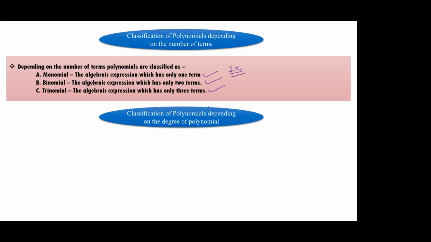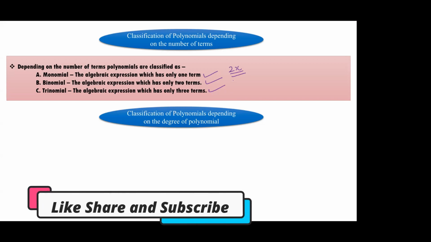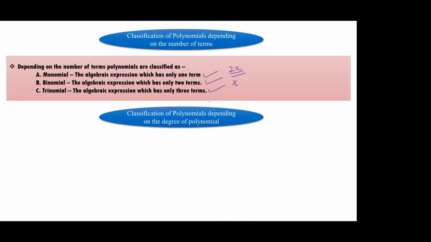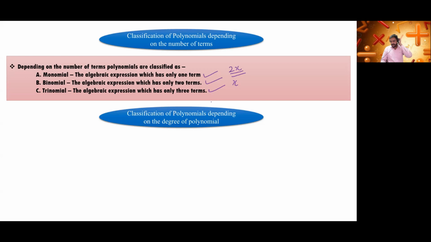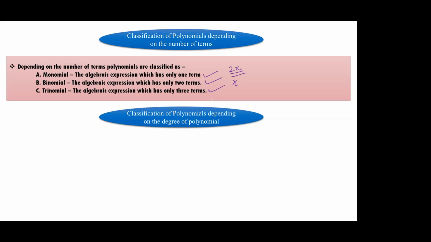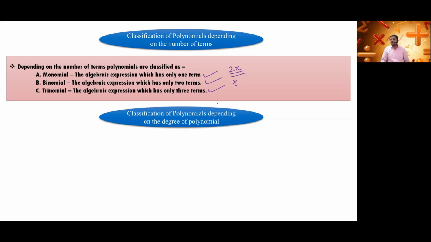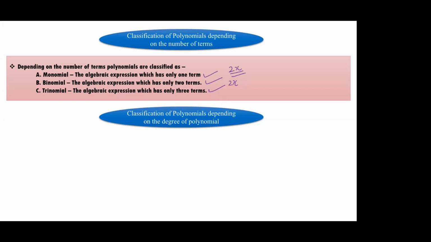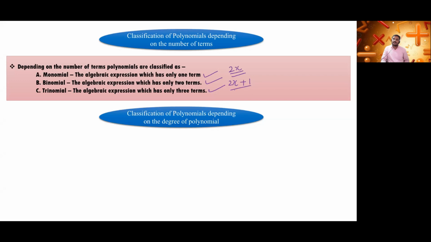Binomial example is x plus y. See, that day also I told this thing. Whenever you tell me any expression, it should be in one variable only. Don't use two variables. x plus y, you are using two variables. Make the expression in one variable only. Yes, sir. Sir, 2x plus 1. 2x plus 1, correct, absolutely correct. This is an example of binomial because it is having two terms, 2x and 1. These are the two terms of this expression.